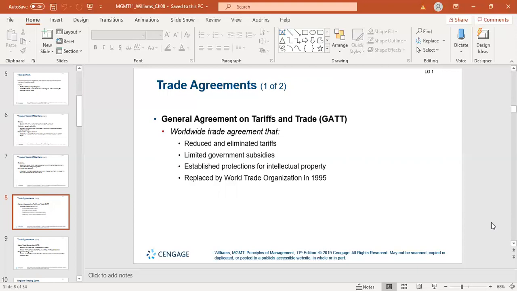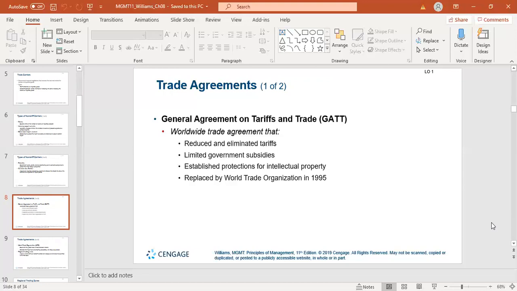Reducing world tariffs and other things. The main one that most people talk about is the General Agreement on Tariffs and Trade. It is what's considered a global trade agreement meant to eliminate and reduce tariffs, limit government subsidies so you cannot provide additional money to make the products cheaper when you export them, and provide protections on intellectual property rights. This was later replaced by the World Trade Organization, or the WTO. So this is kind of the father of the WTO, which is the better known. But it offers some information on how this was set up.